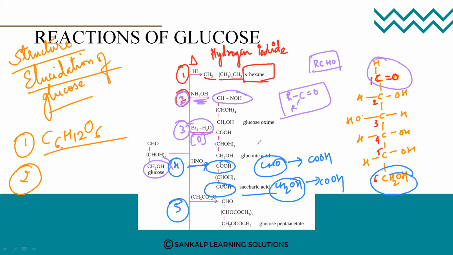Next, in this reaction we are seeing the presence of the five OH groups, one, two, three, four, and five, right? You can see here in the structure. Now we are going to confirm the presence of five OH groups, right?